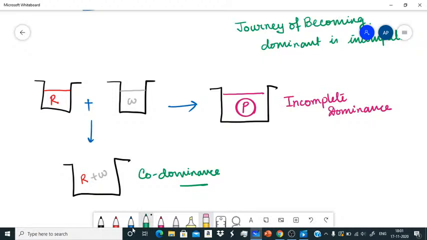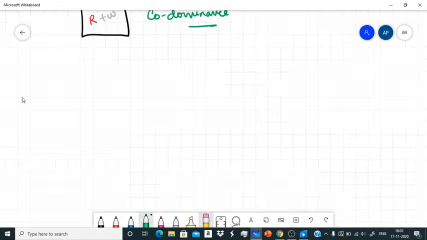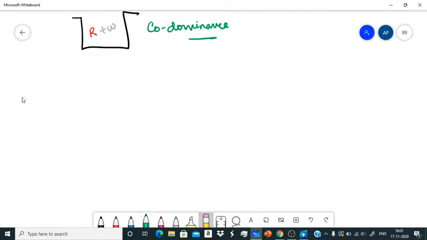Are we clear till this? Right. Now we will go and check the monohybrid cross for incomplete dominance. Is it okay with you? So let's see monohybrid cross for incomplete dominance, right?